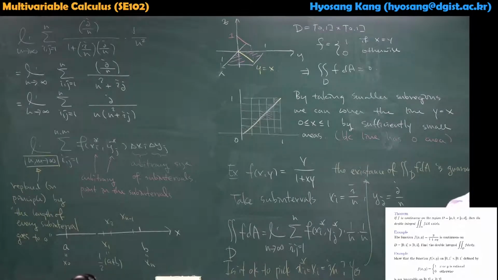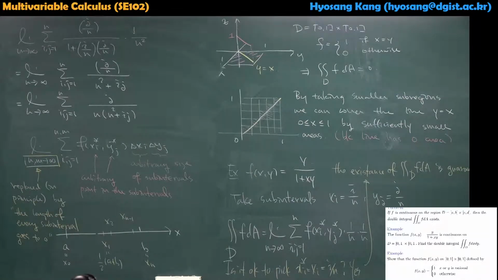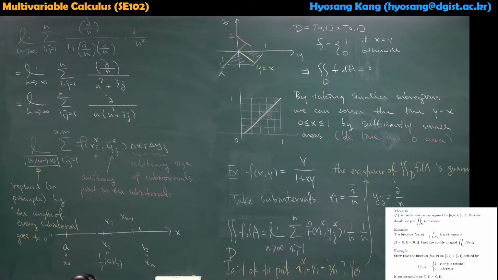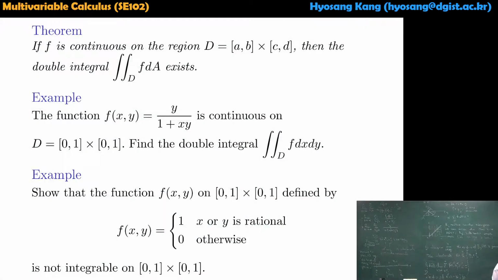Let's look at another example here. Let me enlarge this. Okay. So we have a function which is not a continuous function. For example, this is a very weird function defined this way. We have f of x, y defined as either 1 or 0: 1 if x or y is rational, 0 otherwise, which means that x and y are both irrational. Then it is not integrable on the domain 0 to 1 by 0 to 1.